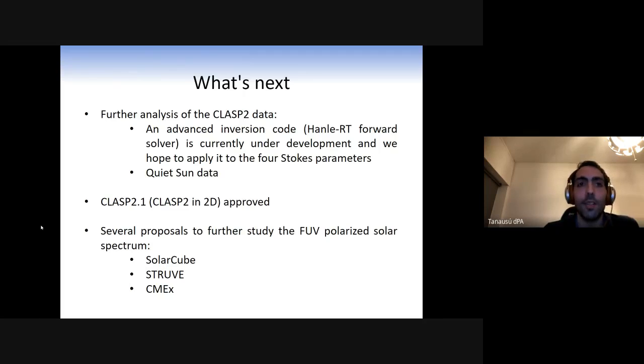And in regards to the study of these ultraviolet regions that has shown very potential diagnostic qualities, we are writing proposals for new instrumentation, in particular Solar Cubes that was already presented, Struve, that is also a small telescope, and the larger project that is CIMEX. And I'm sure that you are familiar with these 3 ones because they are an initiative from the High Altitude Observatory.